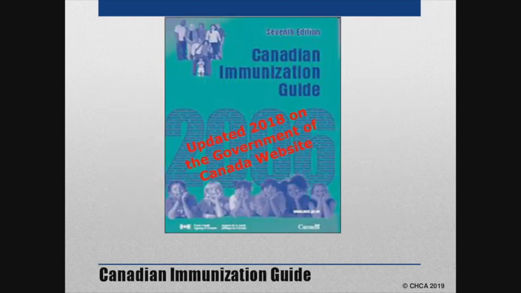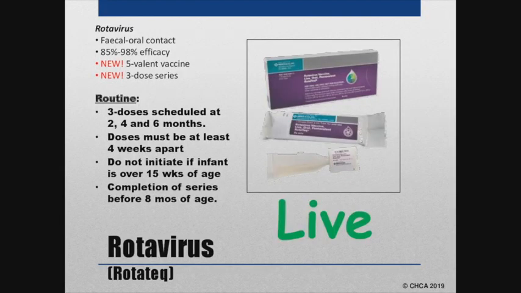Okay. Some of you may know this very old text, the Canadian Immunization Guide. It has been updated to 2018, and can be found on the Government of Canada's website. This is a very handy website, and I encourage you to check it out and use it on a daily basis whenever you're providing immunizations. So we're going to review a few of the newer immunizations that have been updated.